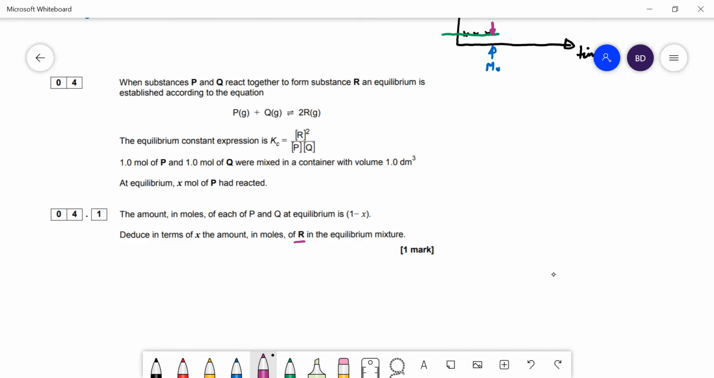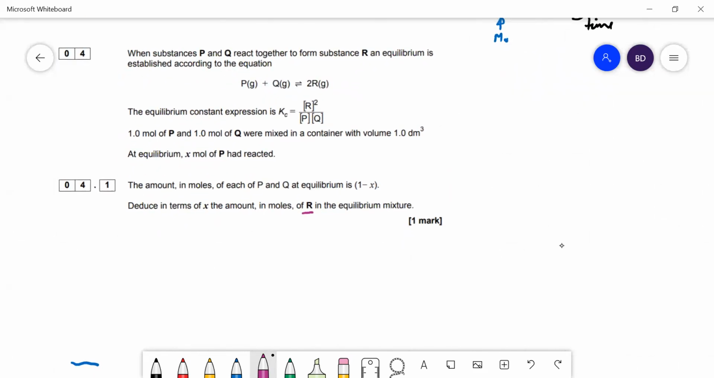Now the way I would definitely do that is do one of those little diagrams. So I'll write down P plus Q going to R, and I would do here start moles, used up moles, and equilibrium moles.